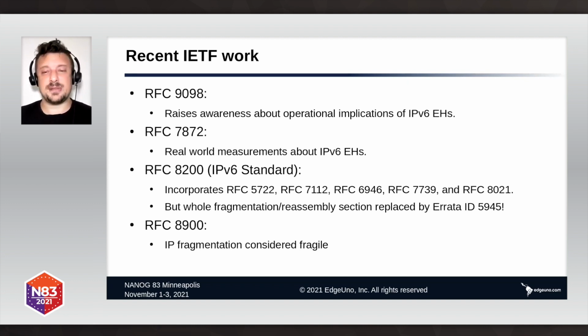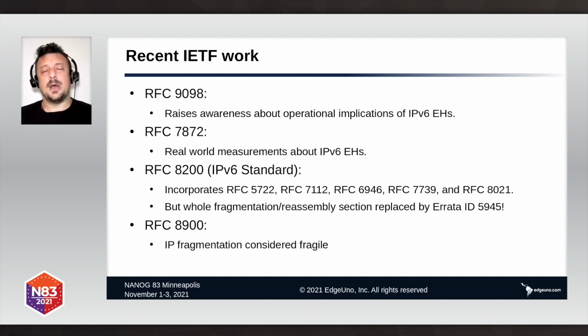Now, an interesting thing resulting from all this work that was done on extension headers in the last revision of the IPv6 standard is that several bugs were introduced in the contents of the fragmentation and reassembly section in 8200. So if you look at RFC 8200, you will find that there is an erratum, 5941, which is a multi-page erratum that essentially replaces the whole contents of fragmentation and reassembly from 8200 because it contains a number of errors.